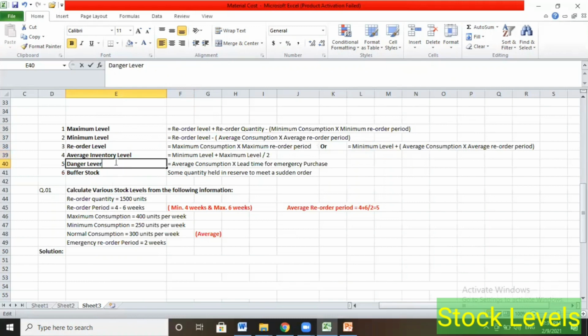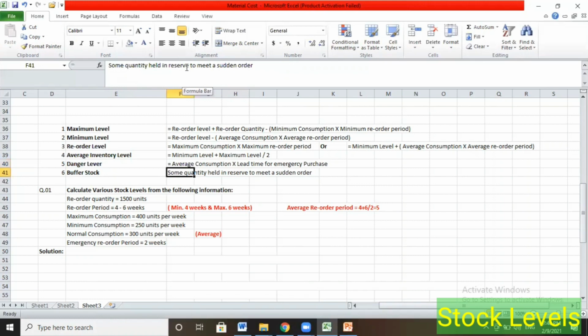Then the fifth one is the danger level. Danger level is the point after which you might face the problem of production system failure due to shortage of raw material, so we need to focus on this. The formula is average consumption into lead time. Lead time means the gap time, the period in which the transportation takes place. So it is the lead time for emergency purchase, the earliest timing, that is considered under this system.